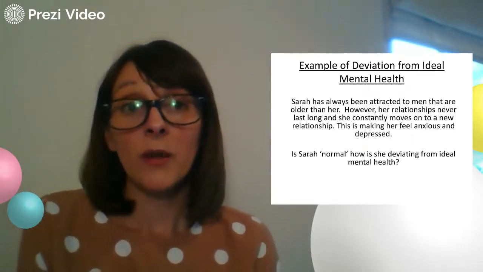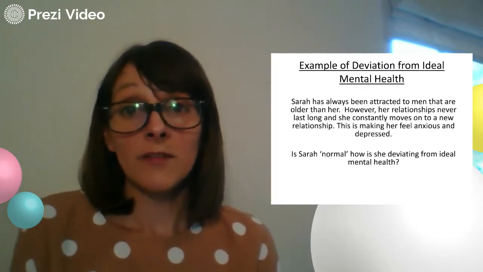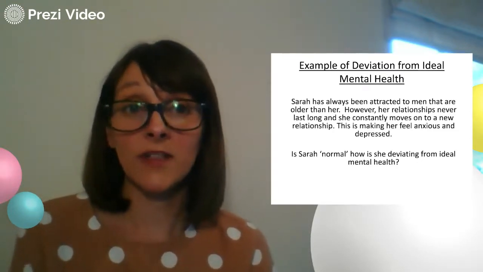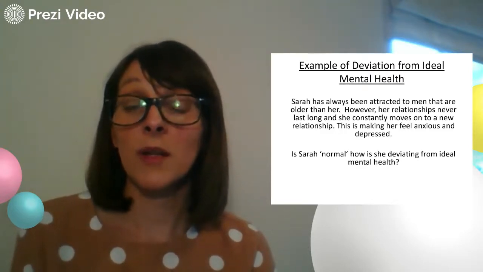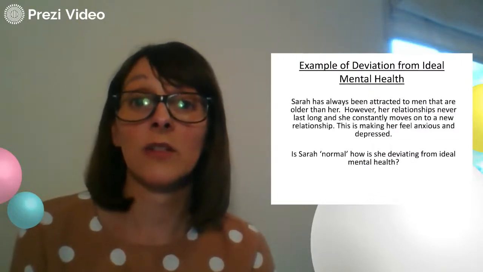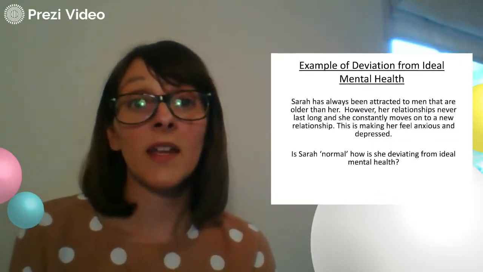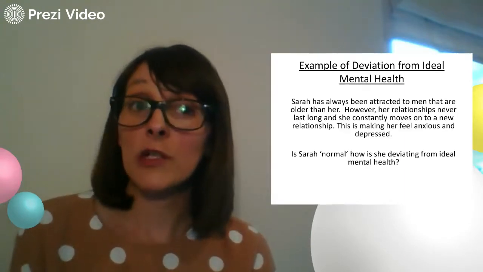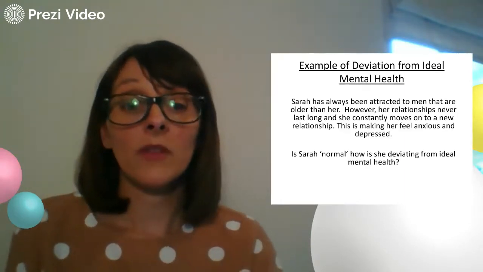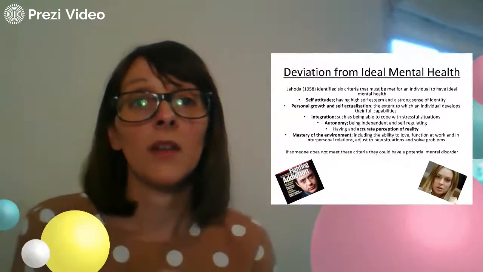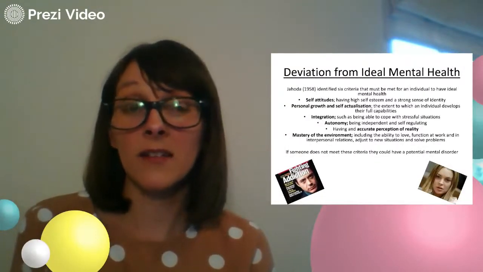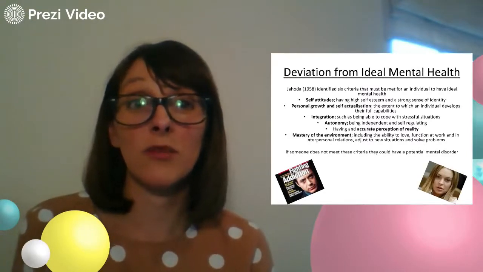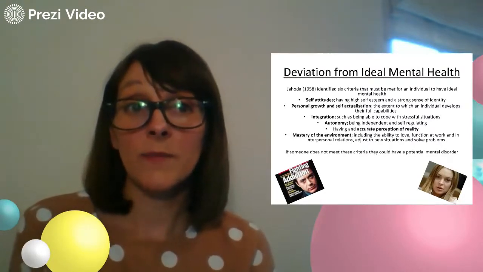Okay, so if we're thinking about Sarah, her relationships never last long, so she isn't really mastering her environment, she isn't having successful relationships, she's feeling anxious and depressed. Maybe this anxiety and depression could link to her having low self-esteem, and that could be a reason why her relationships don't last long. Also, let's have a little look back. If we think as well, she might not be very good at self-regulating her emotions, and this could be why she's constantly moving on to new relationships. Okay?